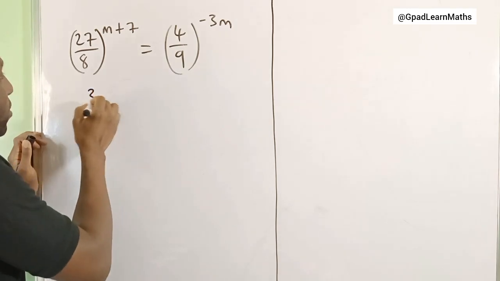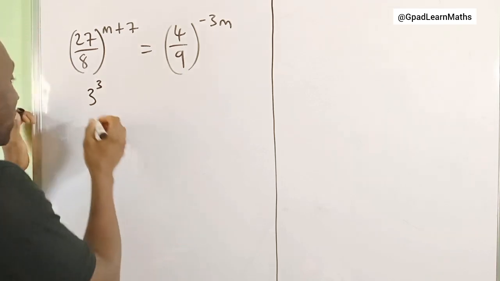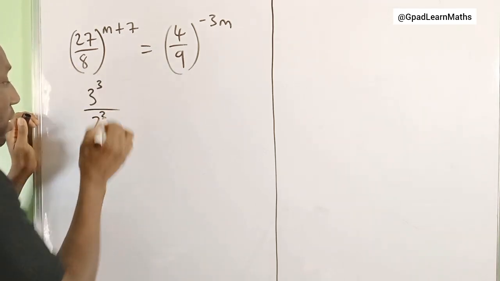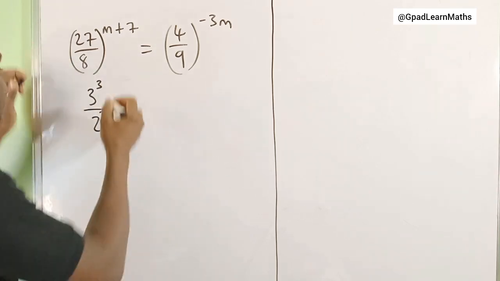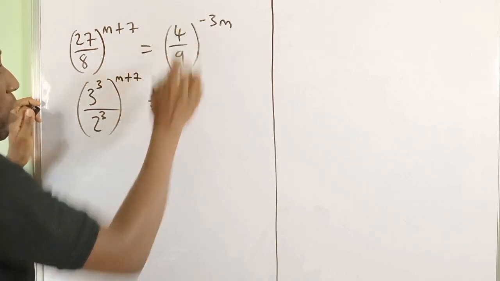So it's going to be 3 raised to the power of 3, because 3 times 3 times 3 is 27. So you have again 2 raised to the power 3. 2 times 2 times 2 is 8. So we have all raised to the power of m plus 7. And what about this?